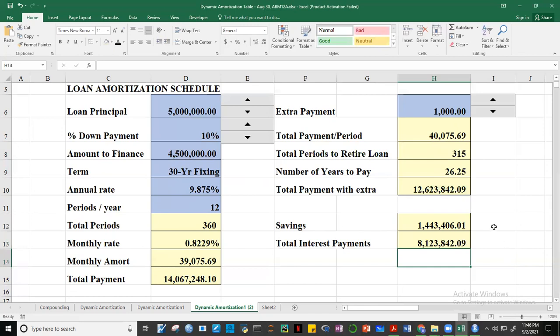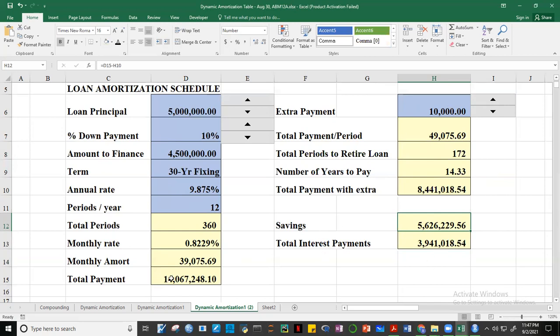And we learned that if we keep on increasing the extra payment, the number of periods that we're going to pay the loan will, of course, become smaller. Our savings will become bigger, and our total interest will become smaller. If we max this out to 10,000, adding 10,000 every month, then the total interest will be 3.9 million. There will be a savings of 5.6 million.